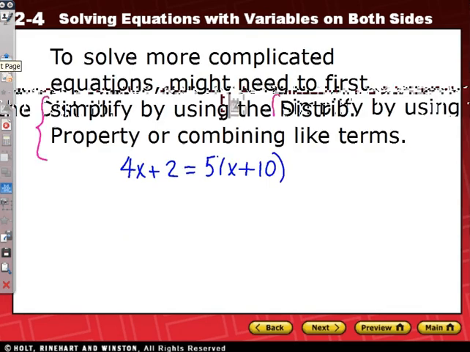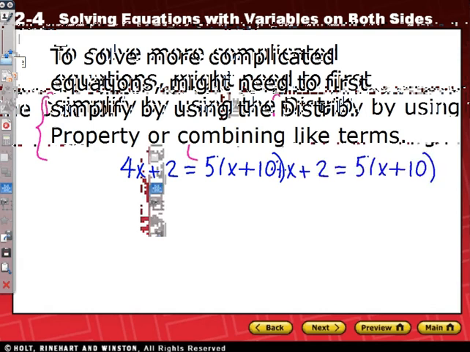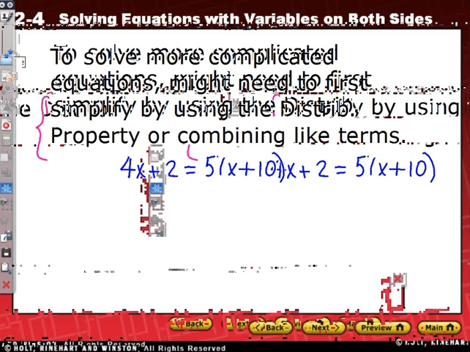To solve more complicated equations, you might need to first simplify by using the distributive property or combining like terms. So they're not all going to be as simple as that first one. Find a spot somewhere in that bottom half of the page to write this example down too. It still just has one solution, so don't fill it into either of those other boxes in the middle of the page. This time we need to do a little distributing.